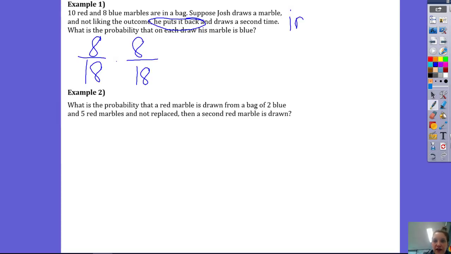So these are two independent events because drawing a blue marble the first time doesn't influence me drawing a blue marble the second time because I put it back. So I'm just going to multiply 8 over 18 times 8 over 18, which, fully reduced, is 16 over 81.